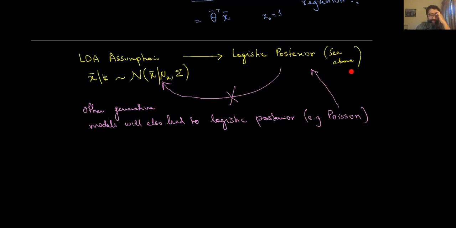So the question then is which one is better and which is not? That depends. If anybody asks you which thing is better, 99% of the time your answer can be "it depends", and you're going to be right. It just turns out that LDA makes a stronger modeling assumption, and the logistic is a weaker modeling assumption.